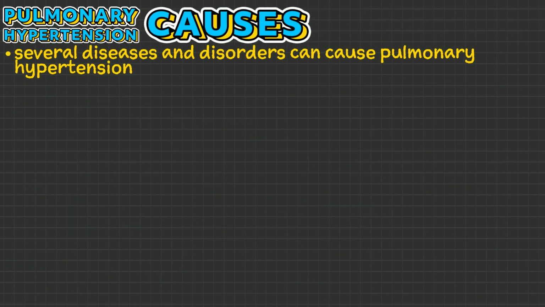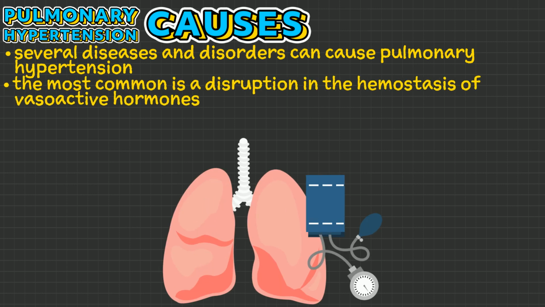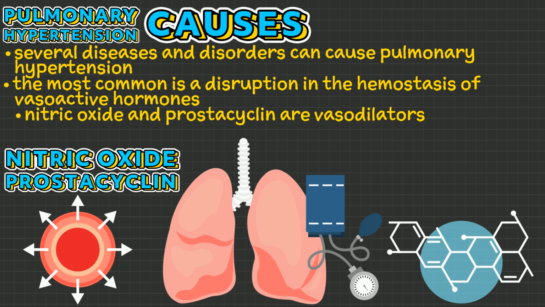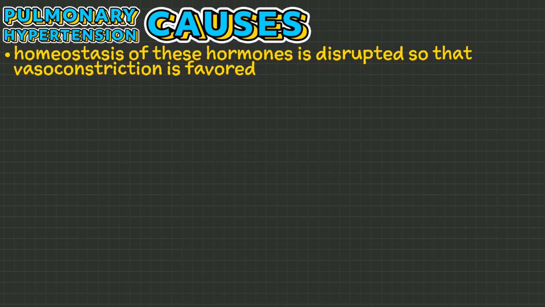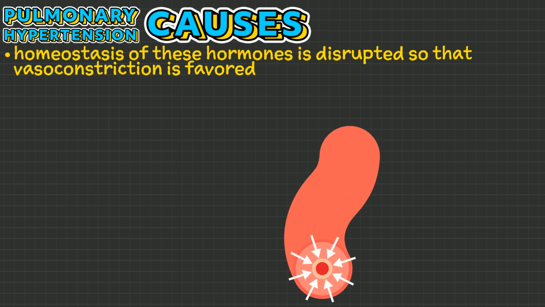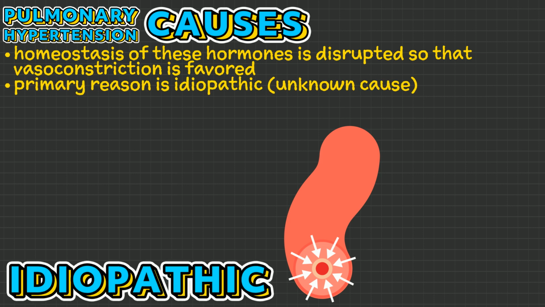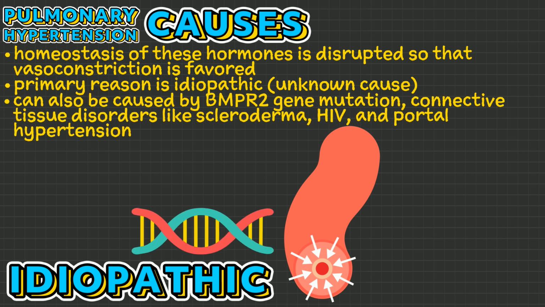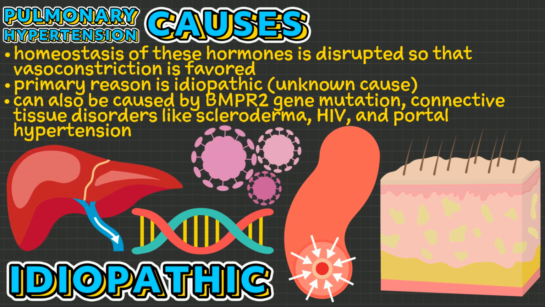There are several diseases and disorders that can cause pulmonary hypertension, the most common being a disruption in the homeostasis of vasoactive hormones within the pulmonary circulation. The hormones nitric oxide and prostacyclin have vasodilating effects, while endothelin acts as a vasoconstrictor. Homeostasis of these hormones is disrupted so that vasoconstriction of the pulmonary arteries is favored. The primary reason for this is most often idiopathic, meaning it has no known cause. However, it can also be caused by a BMPR2 gene mutation, connective tissue disorders like scleroderma, HIV, and portal hypertension.